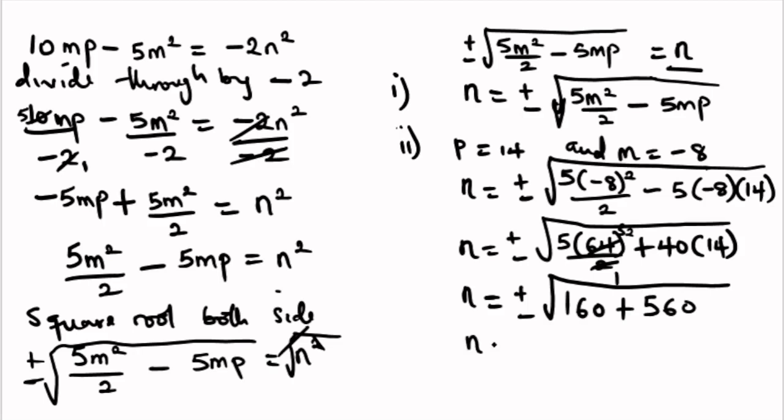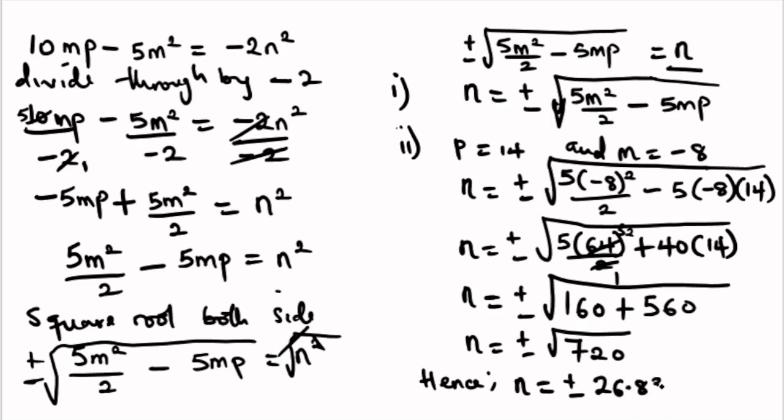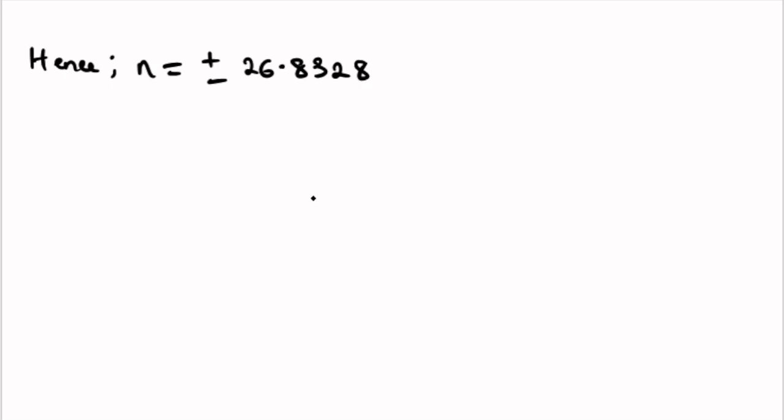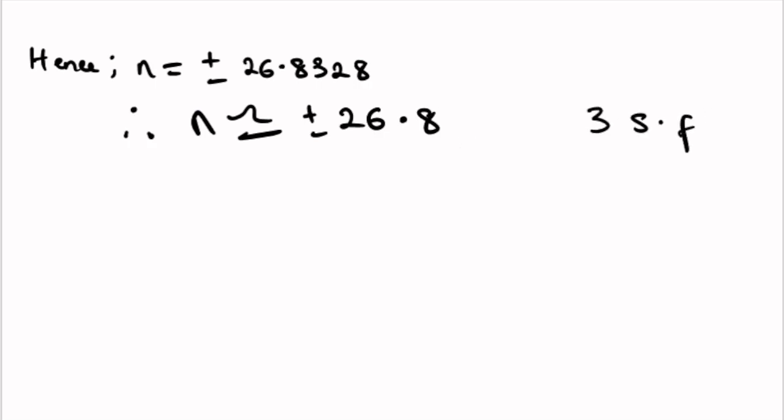So therefore, n equal to plus or minus root 160 plus 560 gives us 720. Hence, the value n is equal to plus or minus root 720 will give us 26.8328. Remember our question said give your answer to 3 significant figures. So therefore, n is approximately plus or minus 26.8 in 3 significant figures. This is it.